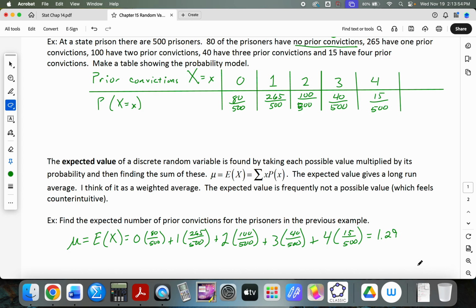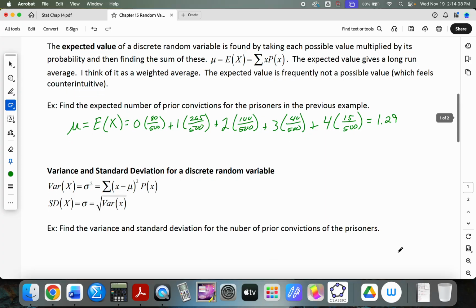All right. So do you understand expected value then? Yes. I don't actually expect anyone to have that number of convictions, but in the long run, that's the average number of convictions amongst these prisoners.